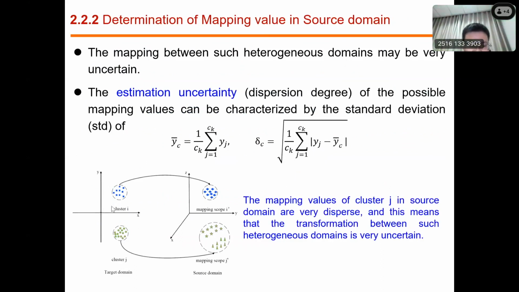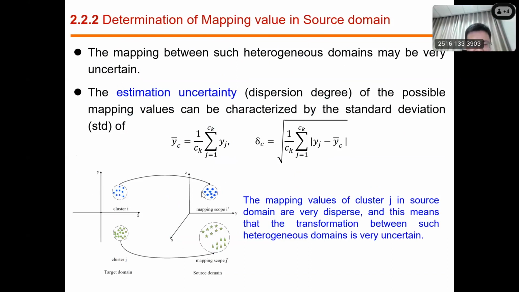For example, this cluster I and the mapping scope, they are very close. The blue square in the target domain is close, and in the source domain, they are also very close. But for the cluster J, in the target domain, they are close, but in the source domain, they are not very close. You see, the dispersion is a bit high.